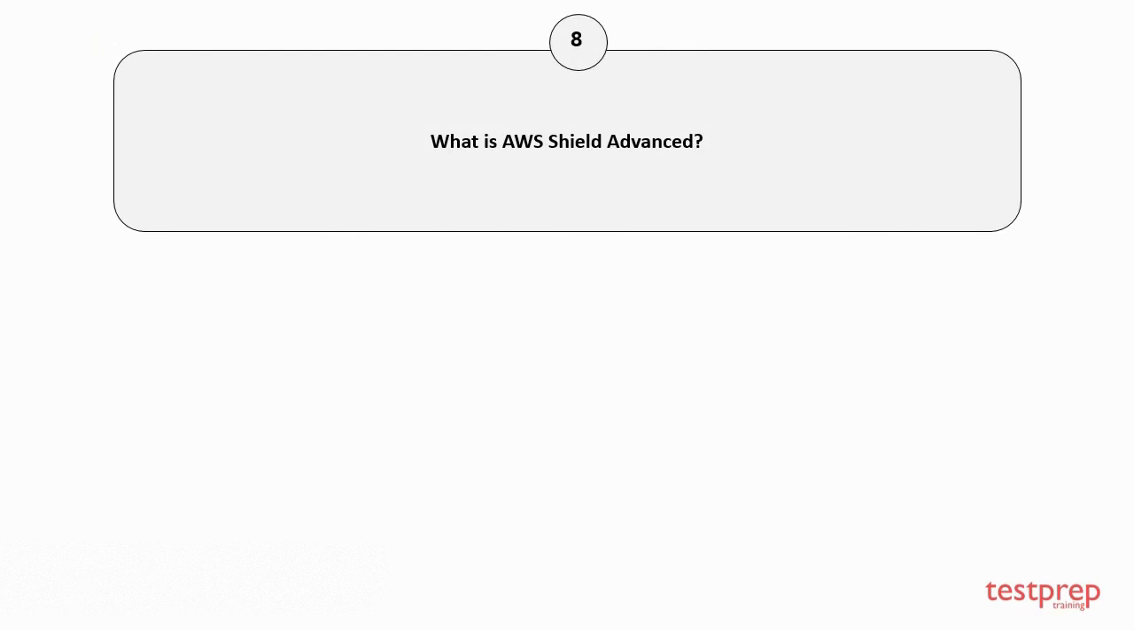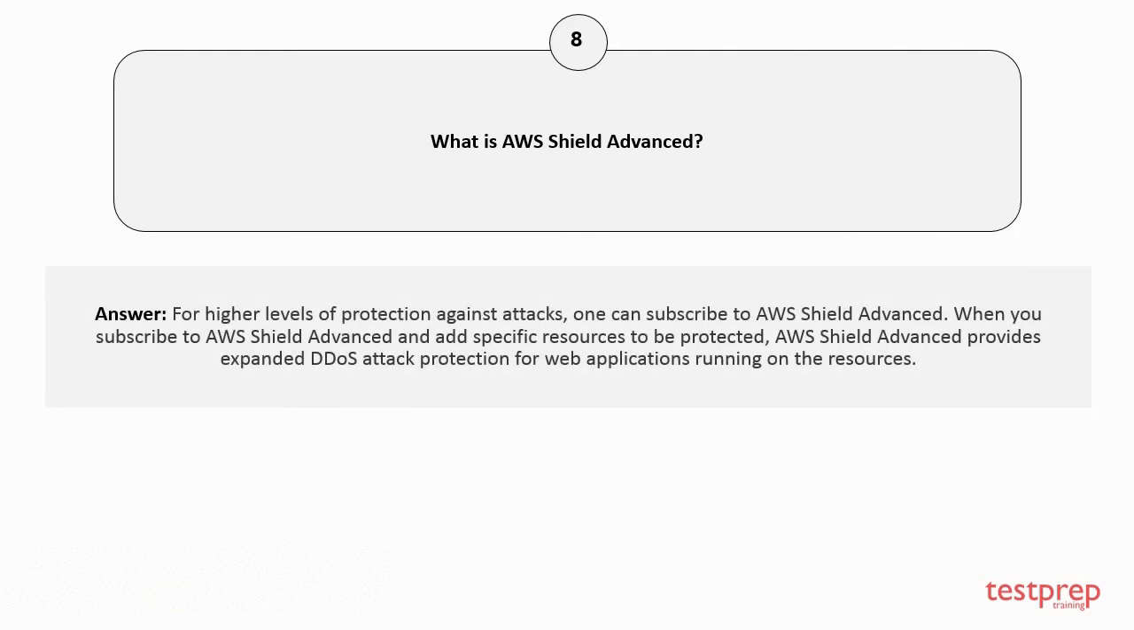Question number 8, what is AWS Shield Advanced? Your answer is, for higher levels of protection against attacks, one can subscribe to AWS Shield Advanced. When you subscribe to AWS Shield Advanced and add specific resources to be protected, AWS Shield Advanced provides expanded DDoS attack protection for web applications running on the resources.